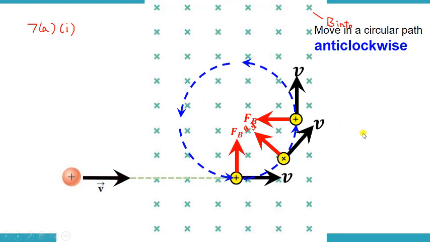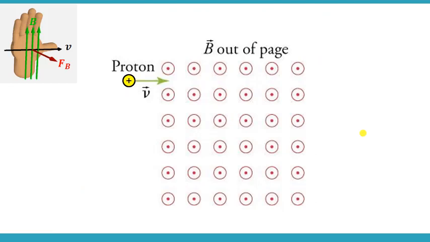Then we check the answer for question 7a number 2. What if the proton now enters a magnetic field that points out of the page? How are you going to tell people your magnetic field is pointing out of the page? We are going to draw the dot. This dot represents our magnetic field pointing out of the page. So the proton enters the magnetic field region. Again, we use our right hand rule to determine the direction of the magnetic force in order to draw the path of the motion.